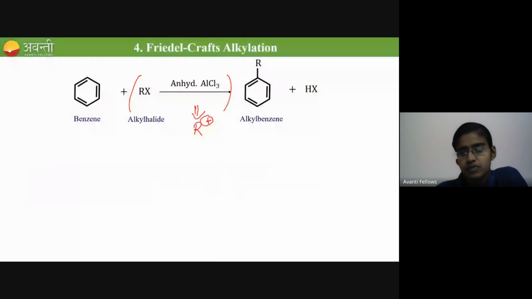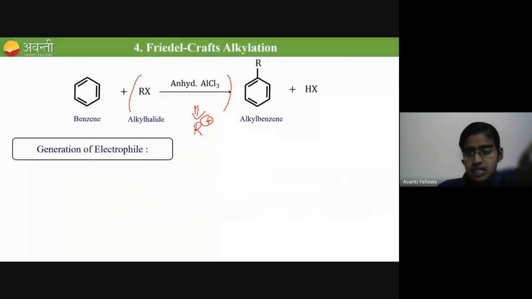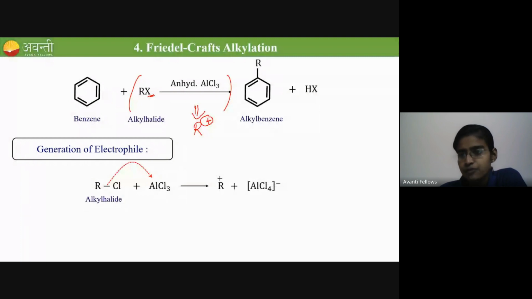Now, how is this R plus, the alkyl electrophile, getting generated? Let us see. It is more or less the same as the halogenation reaction. You have to take the alkyl halide first. X is the halogen. It can be chlorine or bromine. In most cases, it will be chlorine only. That is reacting with AlCl3. Now the bonded electron is going with aluminium, and R plus and AlCl4 minus are generated.